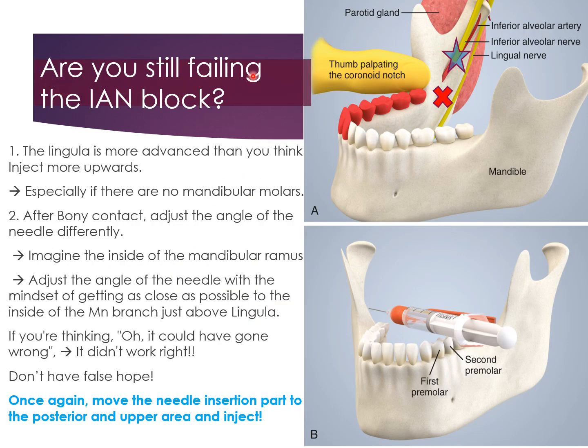Are you still failing the IAN block? Then the lingula is more advanced than you think. Inject more upwards, especially if there are no mandibular molars. After bony contact, adjust the angle of the needle differently. Imagine the inside of the mandibular ramus. Adjust the angle of the needle with the mindset of getting as close as possible to the inside of the mandibular ramus just above the lingula.